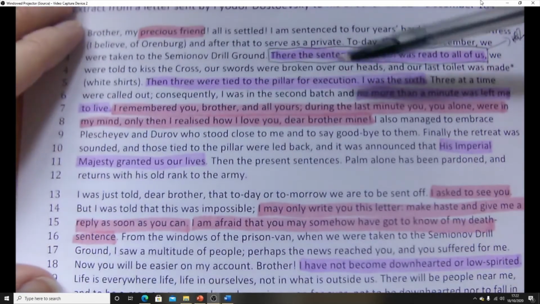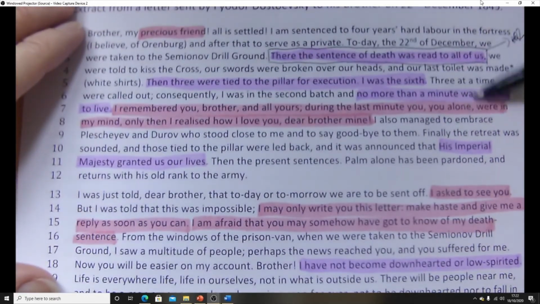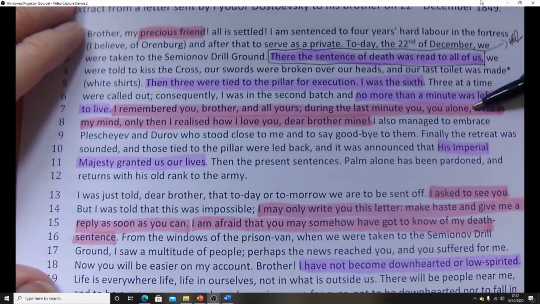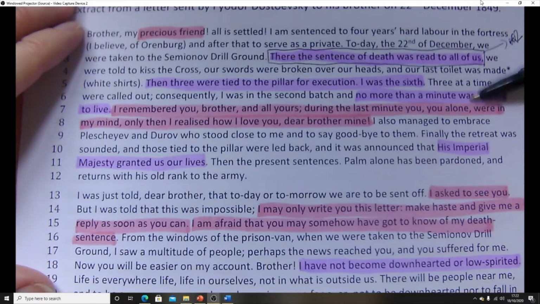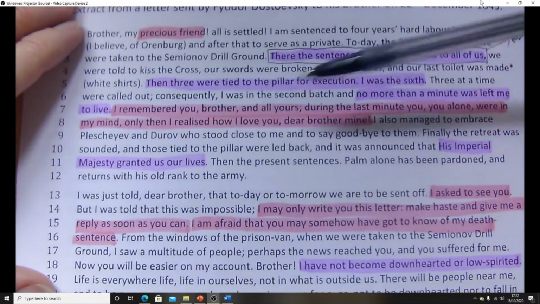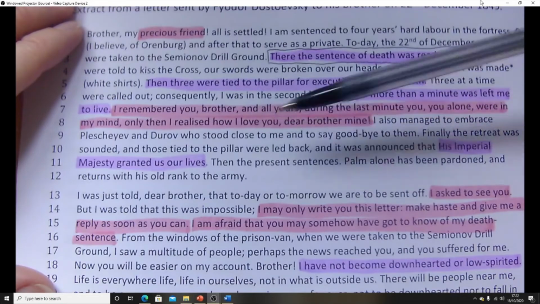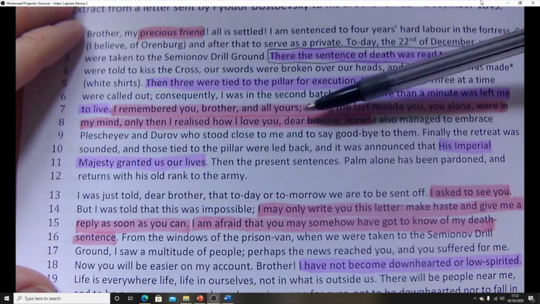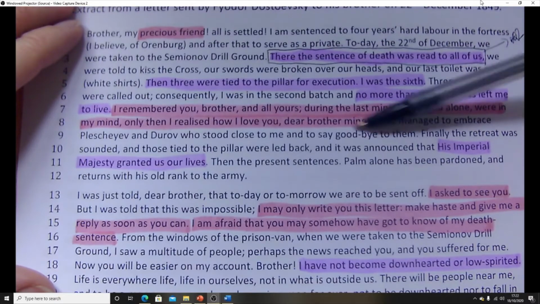And during the last minute, you alone. So adjective as well, describing him being on his own, the last thing on his mind, that there was nothing else more important, and that kind of very much emphasises the importance and significance of his brother's presence in his life. Only then I realised how I love you, dear brother. So again, this emotive language suggesting as well that strong bond, and the adjective dear, and the possessive pronoun mine.